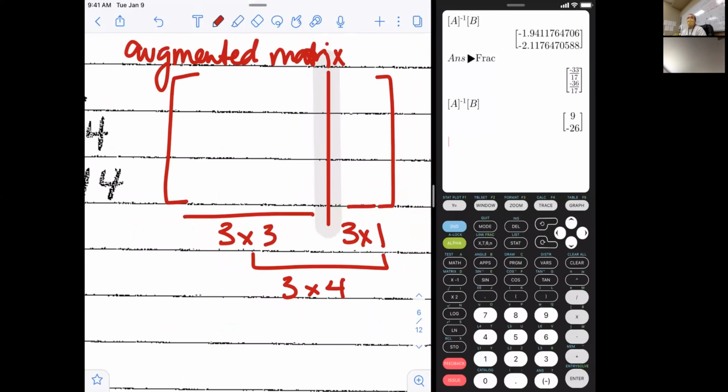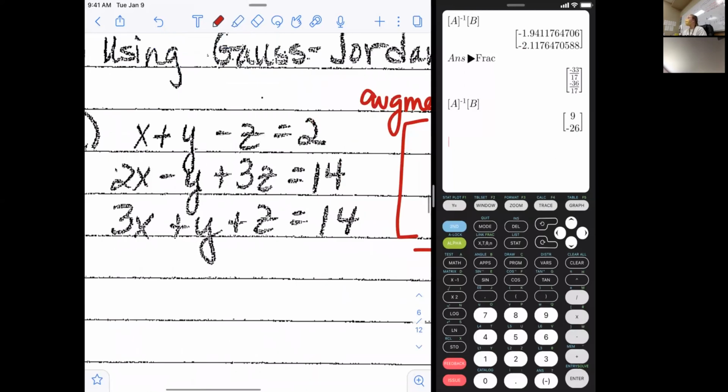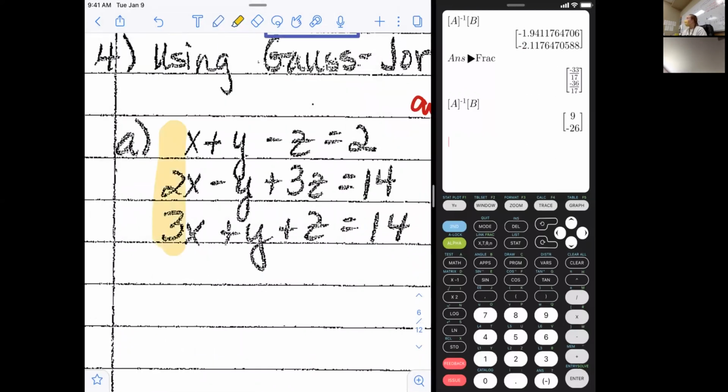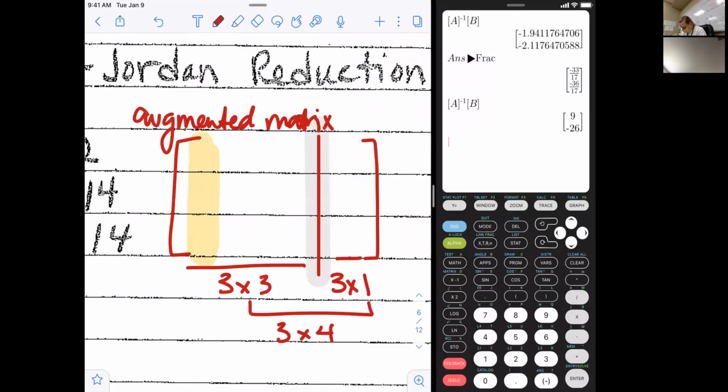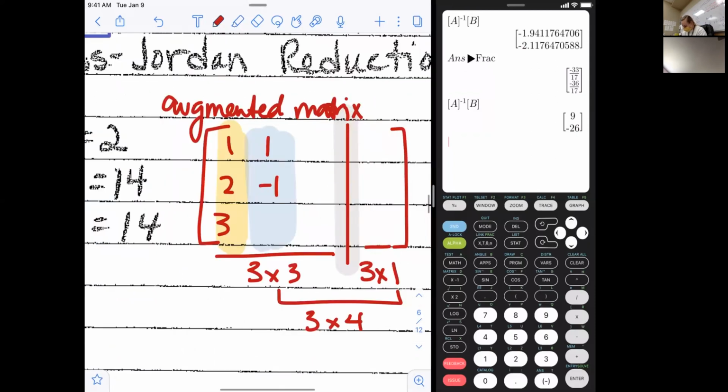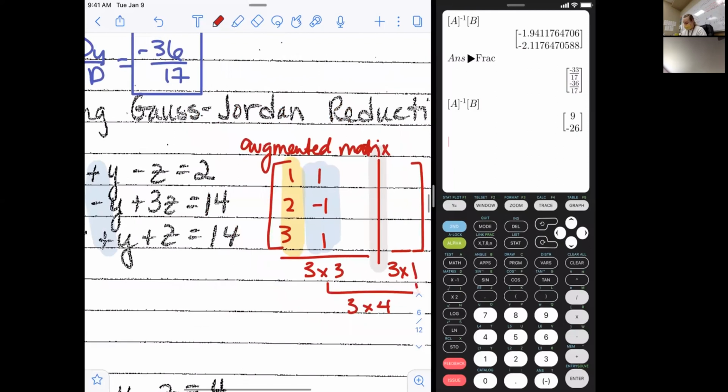Now, this augmented matrix comes from the equations next to us. We've done this before. We've taken these kinds of equations and put them into a matrix, correct? The first column is going to be all of my coefficients for x. So 1, 2, 3 is my first column. My second column is all my y's: 1, -1, 1, all my coefficients for y. And then my third column is my coefficients for z: -1, 3, 1.